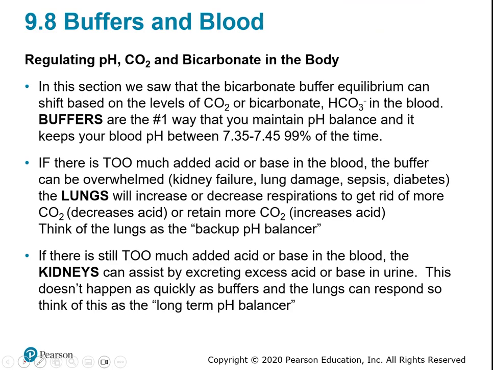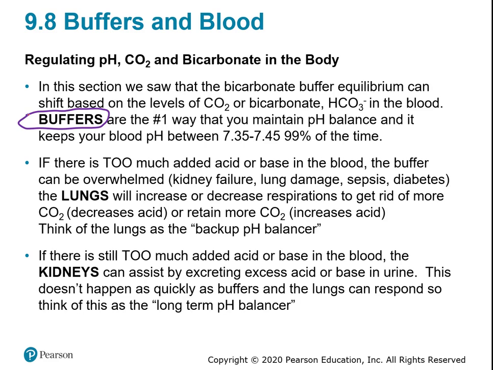Okay, so the last thing. I said that 99.9% of the time, buffers are the number one way that you manage pH. What buffers do is neutralize acids and bases that get added to your fluid. You have enough acid and conjugate base: acids react with bases that come in, and conjugate base reacts with any acid that comes in. That helps to maintain this balance. If the buffers are not covering that and there's too much acid or base, you can begin to breathe faster or slower to try and alter the amount of acid in the blood.